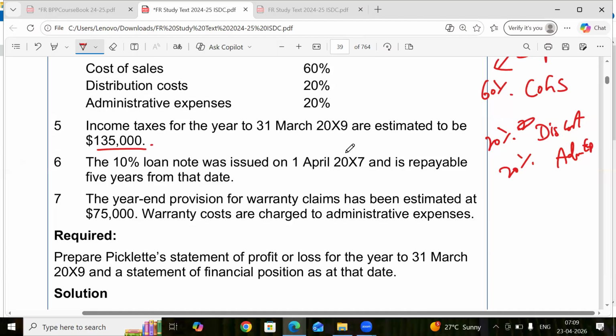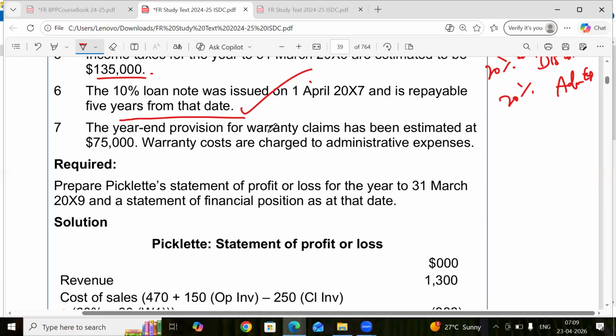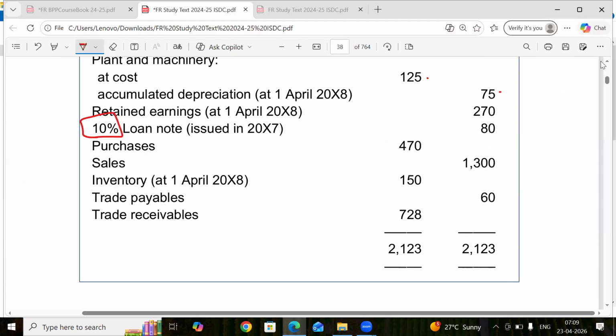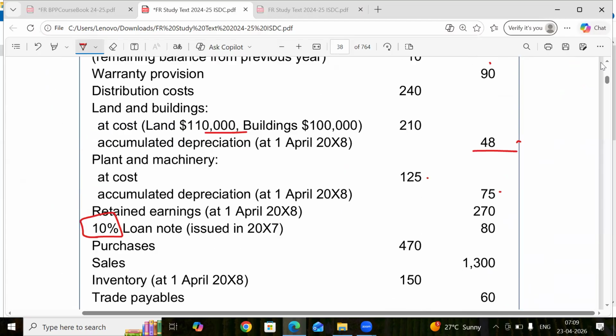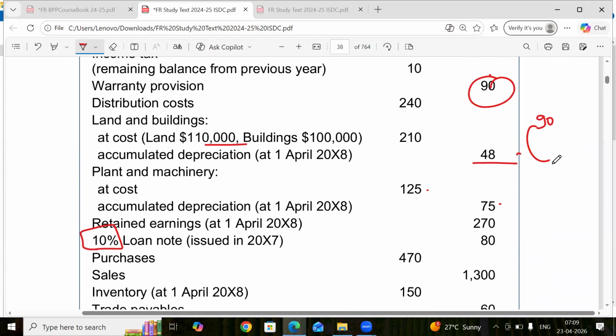A 10% loan note was issued and is repayable 5 years from that date. They have said year-end provision for warranty claims has been estimated at this amount. That means your warranty claim should be 75,000 at the end of the year. Warranty costs are charged to administrative expenses if at all you are incurring any expense for warranty. Of course, we have seen that our provision which we made for warranty was 90. Now they are saying to maintain it at 75. That means 15,000 has been expended. That we will show in administrative cost.